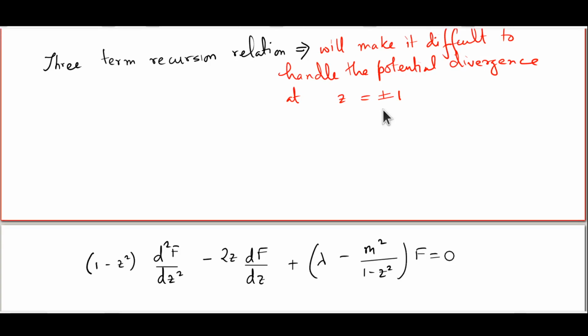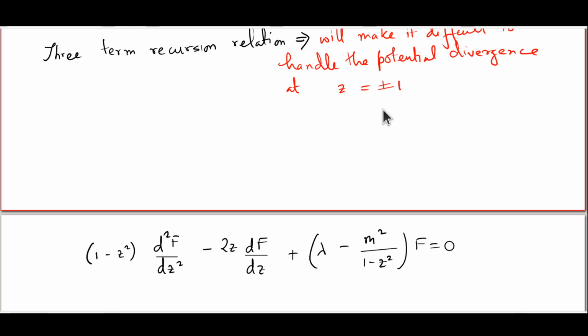Let us now turn to the task of finding out the behavior of the solutions to the associated Legendre equation close to the singularities, that is, close to z equal to plus 1 and z equal to minus 1. I'm going to show you how to do the z equal to plus 1 case now. The z equal to minus 1 case can be done with a very similar kind of treatment.